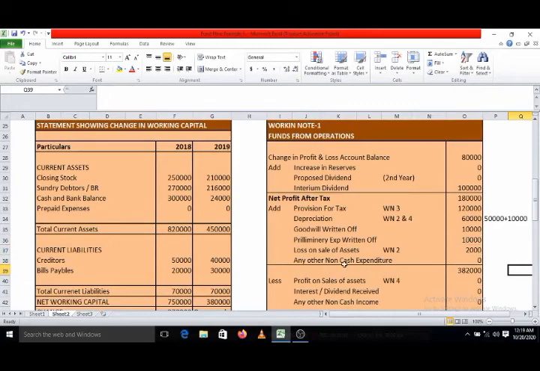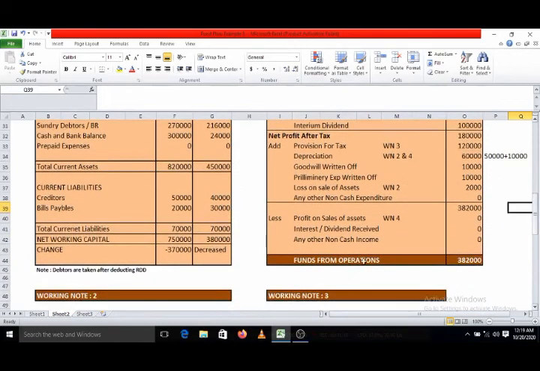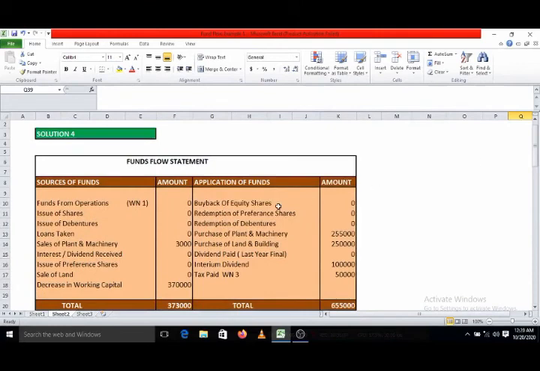Is there any other non-cash expenditure? No, we cannot find any. Less profit on sale of asset, is it there? No. Interest dividend received? No. Any other non-cash income? No. So here we have got the net amount of funds from operations, it is 3,82,000, which we will take to the fund flow statement. Funds from operations. So these are the funds from operations.